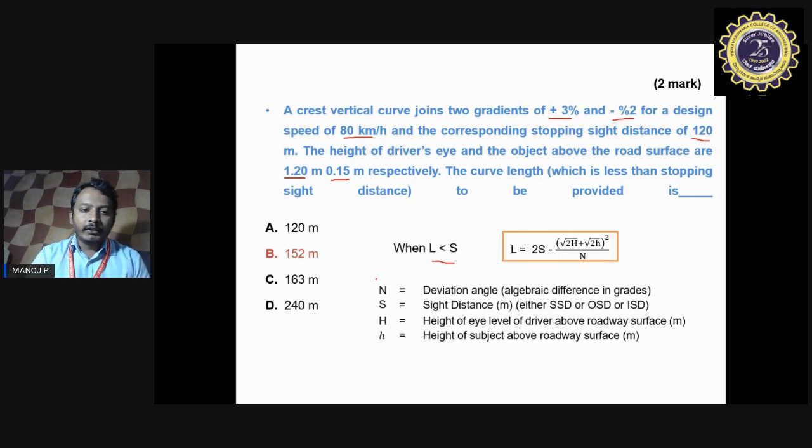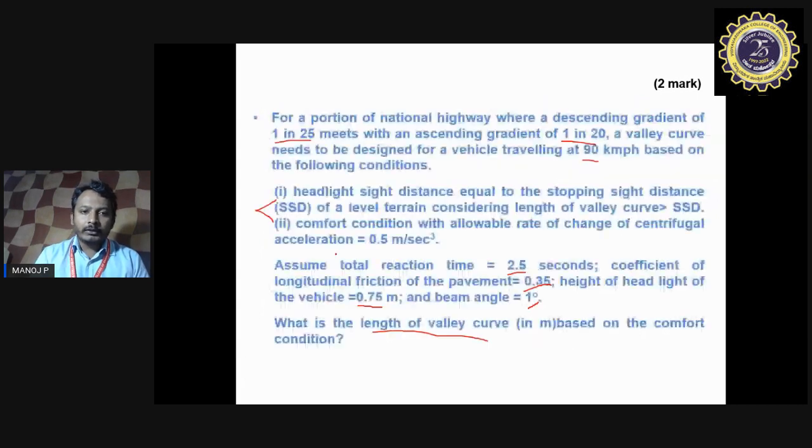N is equal to the deviation angle, that is +3 minus of -2. You'll get 5%. N is equal to 5. S is equal to 120. Capital H is 1.2. Small h is 0.15. You will get the answer when you calculate the value of L. You will get the answer as 152 meters.